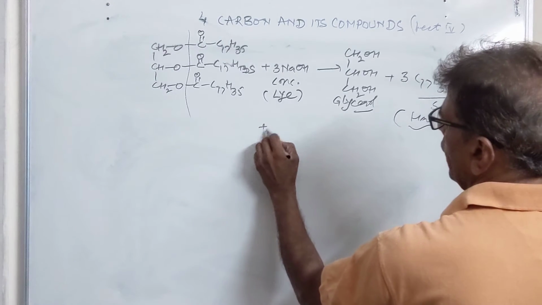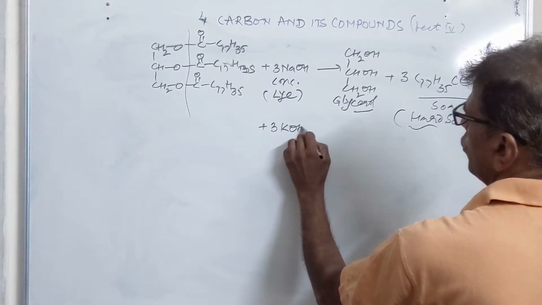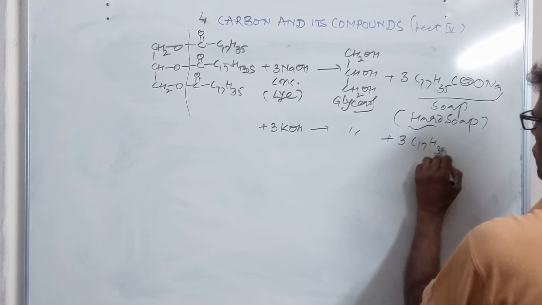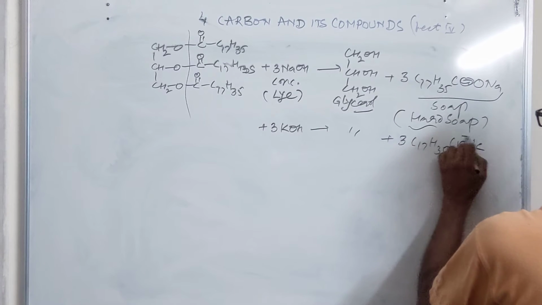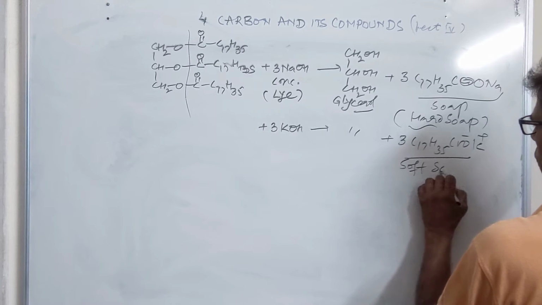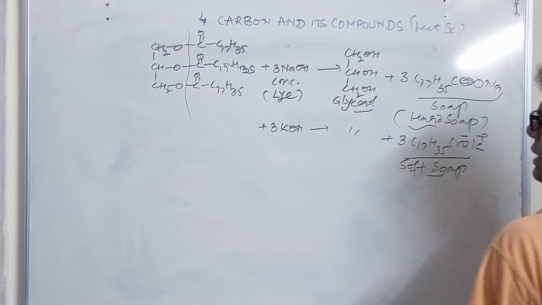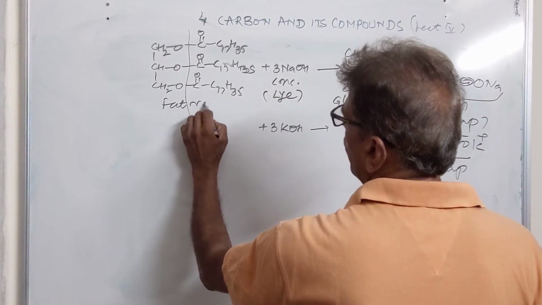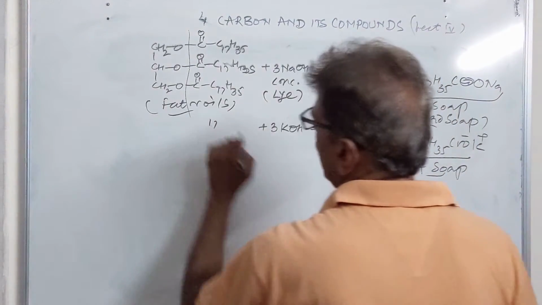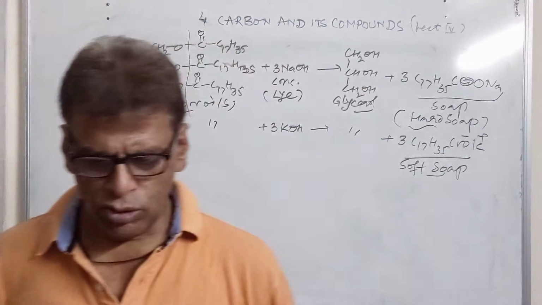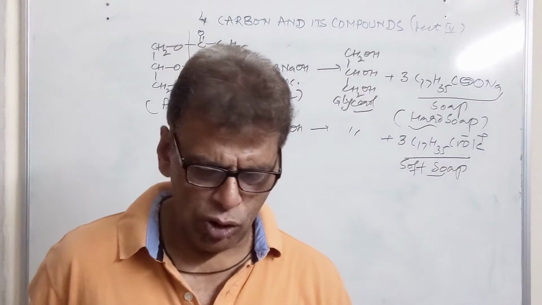If you use 3KOH here, you will be getting the same product, 3C17H35COOK, which is called soft soap. It is bathing soap. This is washing soap. So these are the fats or oils. Fats or oils are the fatty acid esters of glycerol. So when they are hydrolyzed, we get the soaps.